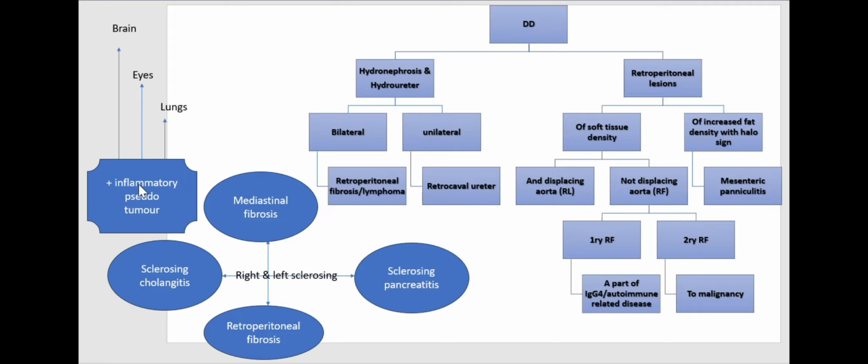Together with inflammatory pseudotumor. Inflammatory pseudotumor can be anywhere in the body. However, the common sites of inflammatory pseudotumor are in the brain, in the eyes, in the lungs. Inflammatory pseudotumor cerebri, inflammatory pseudotumor of the eyes, orbital inflammatory pseudotumor, as well as the inflammatory pseudotumor of the lungs.